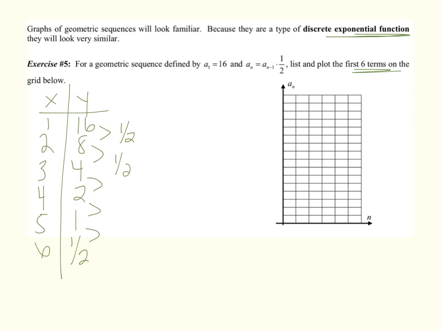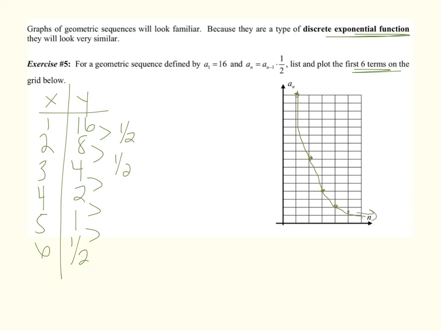1, 16 will give me a point way up here. 2, 8. 3, 4. 4, 2. 5, 1. 6, 1/2. And I would draw my line just like that.